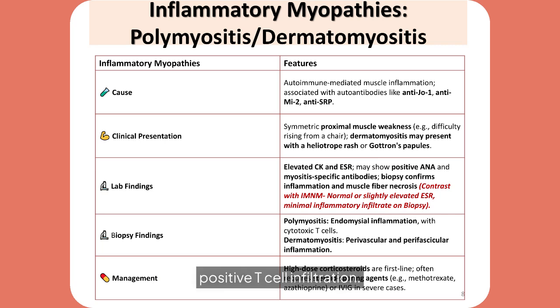Dermatomyositis features perimysial inflammation with perifascicular atrophy and a heliotrope rash or Gottron's papules. Autoantibodies like anti-Mi-2 and anti-Jo-1 aid diagnosis, and treatment involves immunosuppressants. Dermatomyositis also raises concern for underlying malignancy, especially in adults.